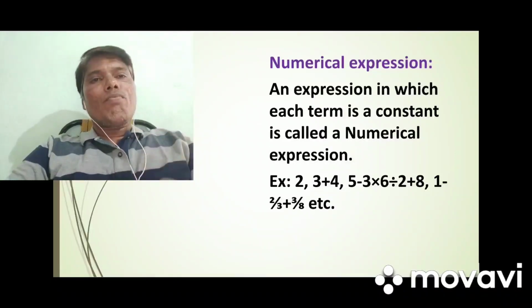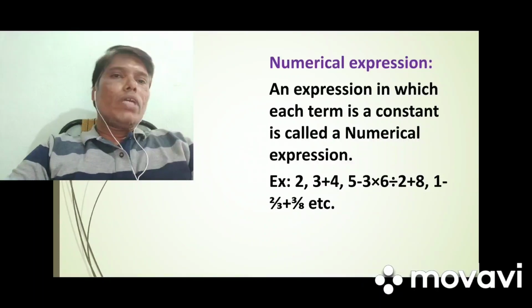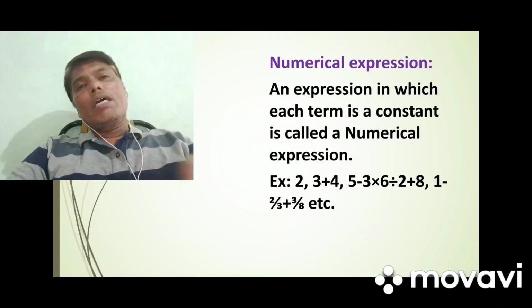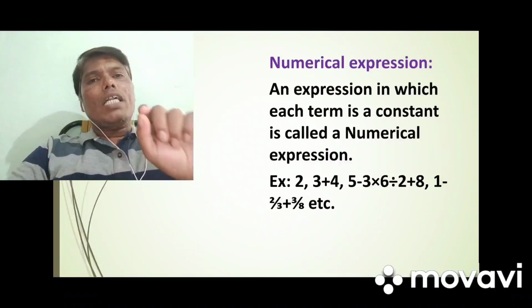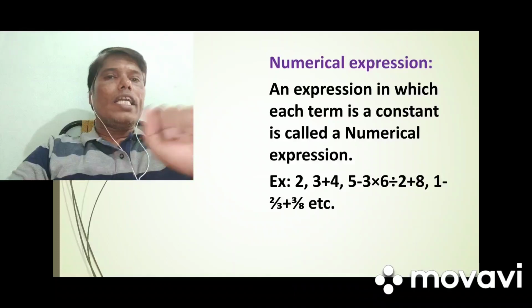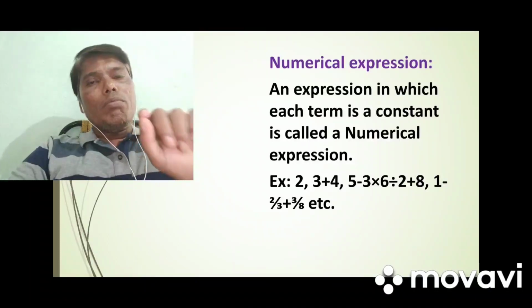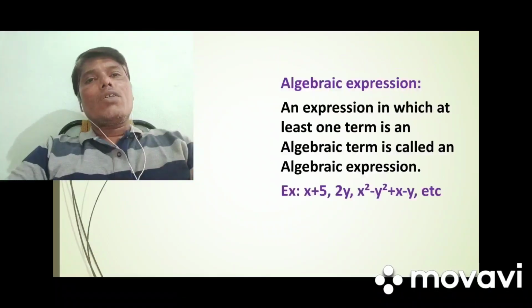For example, you see 2, it is a numerical expression. 3 plus 4, it is a numerical expression. 5 minus 3 into 6 divided by 2 plus 8, it is a numerical expression. So all these are examples of numerical expressions. Suppose if you observe at least a variable in an expression, or at least one algebraic term in an expression, then it is called an algebraic expression.